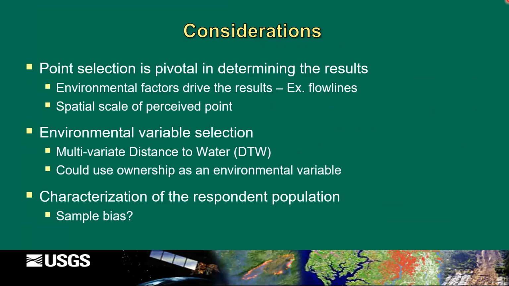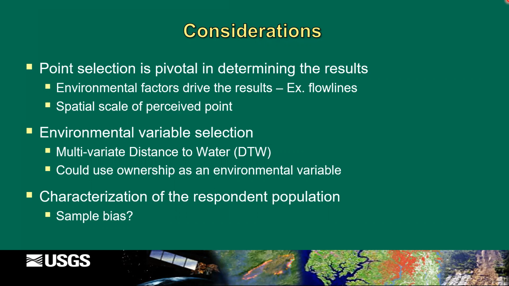Some important considerations. Point selection is pivotal in determining the results. The flow lines, that's where a lot of the points were placed by the survey respondents within the watershed. And that's where you saw the highest value. So the environmental factors drive the results. Spatial scale of each point was also very important. As I mentioned, one of the respondents drew a circle around the entire Patagonia Mountains, and we had to take the center point of that.